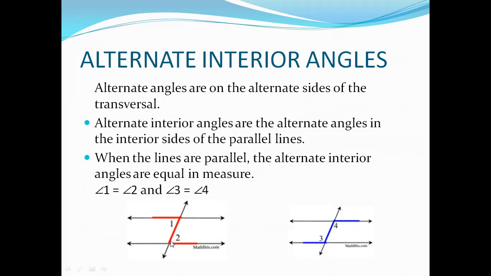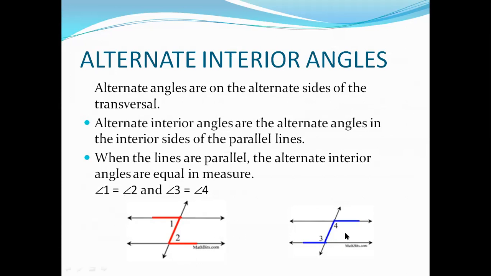How to identify them? Draw a Z between two parallel lines. One angle will be on the left side of the transversal, another will be on the right side, and these two angles will be in between the two parallel lines. So you can see here angle 1 and angle 2 are alternate interior angles. They are lying in the interior of the Z.